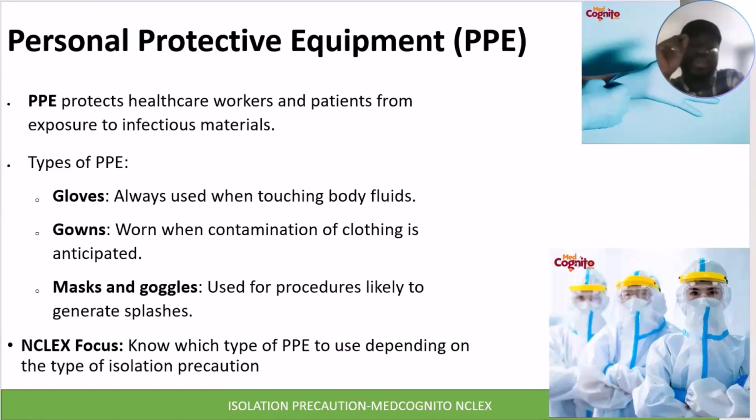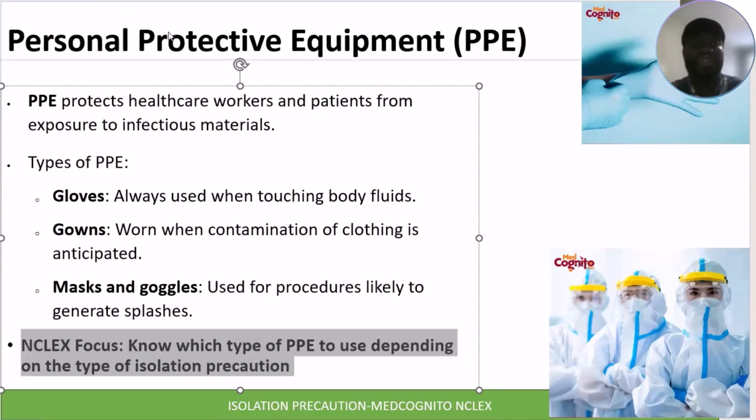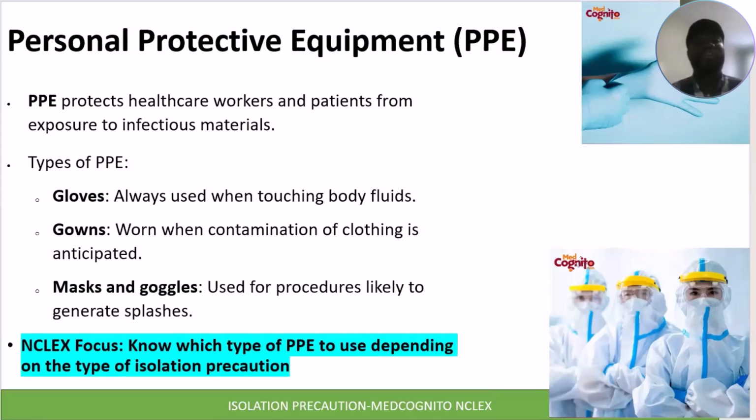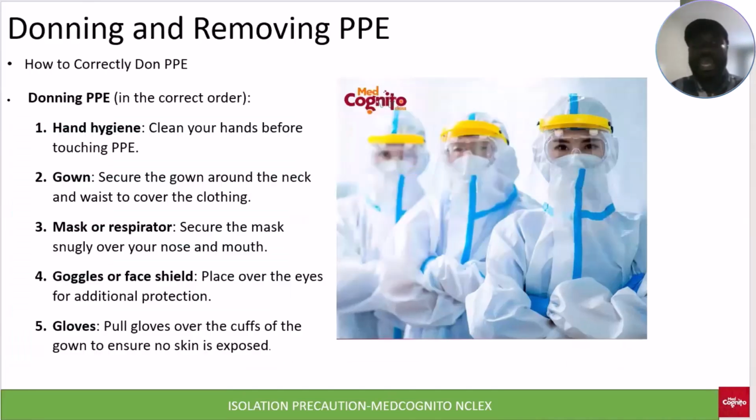So you've got to know which PPE to use depending on the type of isolation precaution you are dealing with. So if someone asks you, what kind of PPE will you use if there's likely to be splashes, you need to know. If someone asks you, what kind of PPE will you use if you're going to touch body fluid, you need to know. So I'm just giving you another picture of that: that's the glove, that's the PPE. The mask, the gown you wear, and then if you look closely, the glove as well is under the clothes.